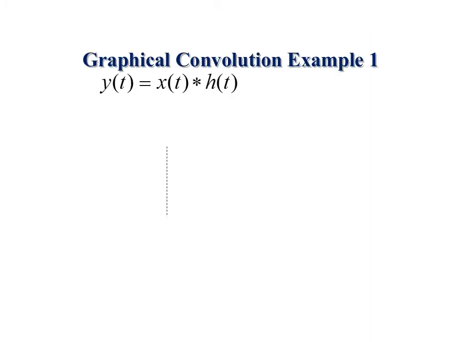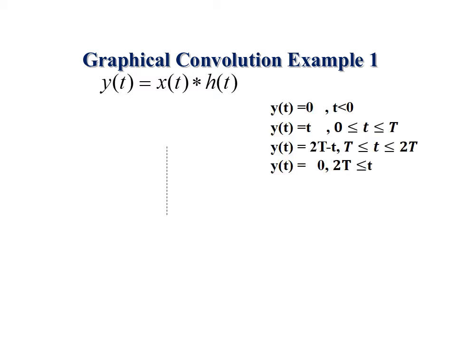So let us go on to summarize all our results, 4 cases, and let us see how the graph could be drawn. At t less than 0, y of t is 0. When t lies between 0 to capital T, y of t is t, so we can see that this would be a ramp. Similarly, for t lying between capital T to 2T, we could see that the area is 2T minus t, and for 2T less than or equal to t, we could see that the area is 0. Any guesses what could be the value of the signal?